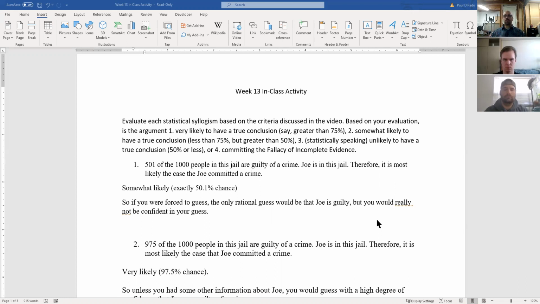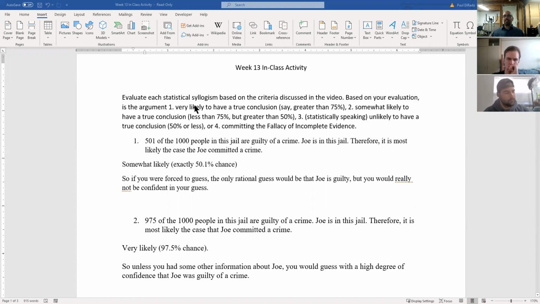So the statistical syllogisms are a lot like some of the categorical syllogisms we were looking at earlier in the semester. Again, you sort of just replace the all with some percentage, right? Some percentage less than 100%. When we're talking about these statistical syllogisms, this is exactly what the problems are going to look like on the exam. You're basically going to have sort of four choices to determine how good the argument is that you're looking at. So first, the conclusion is very likely to be true based on the premises, something like 75%.